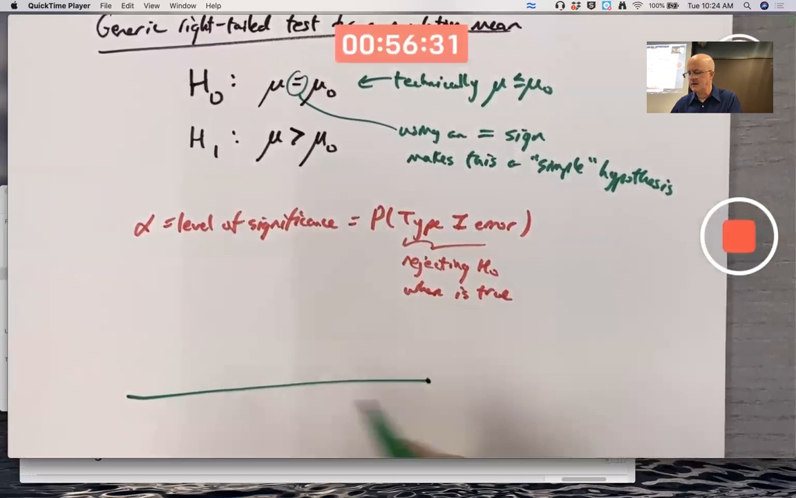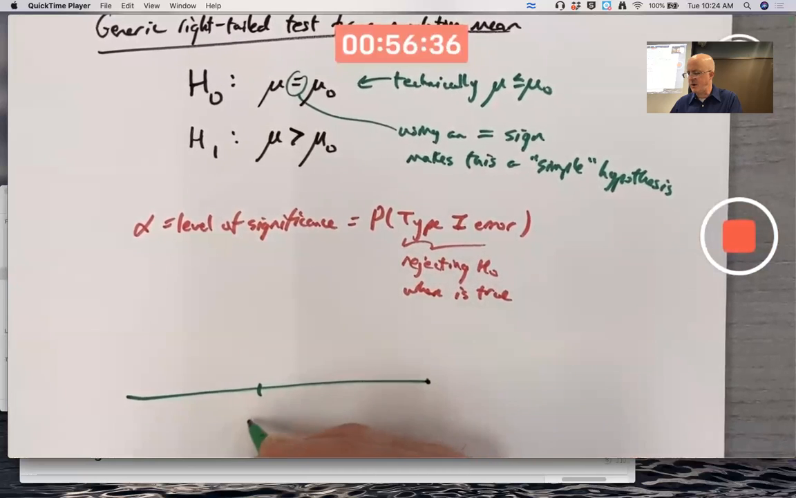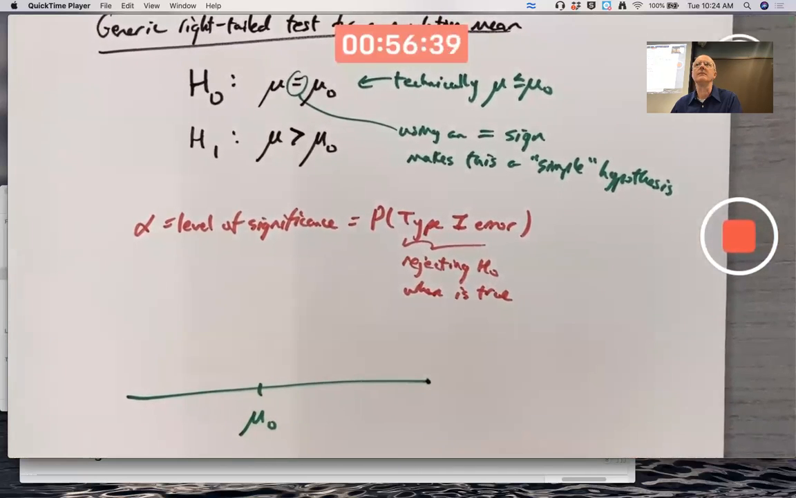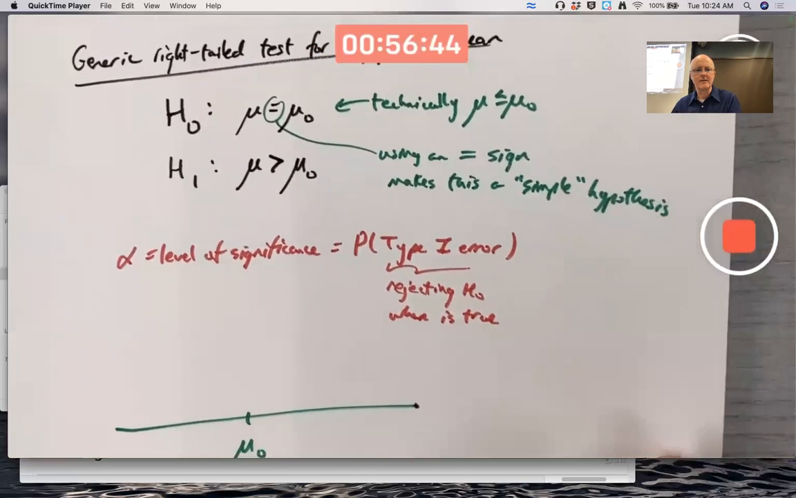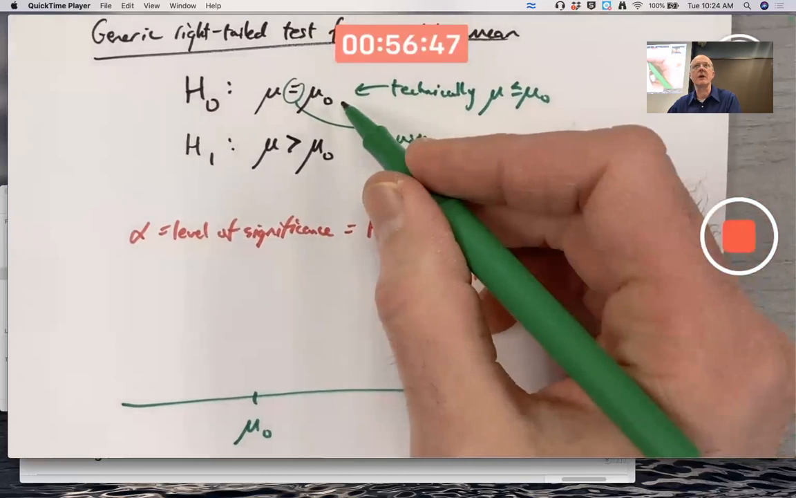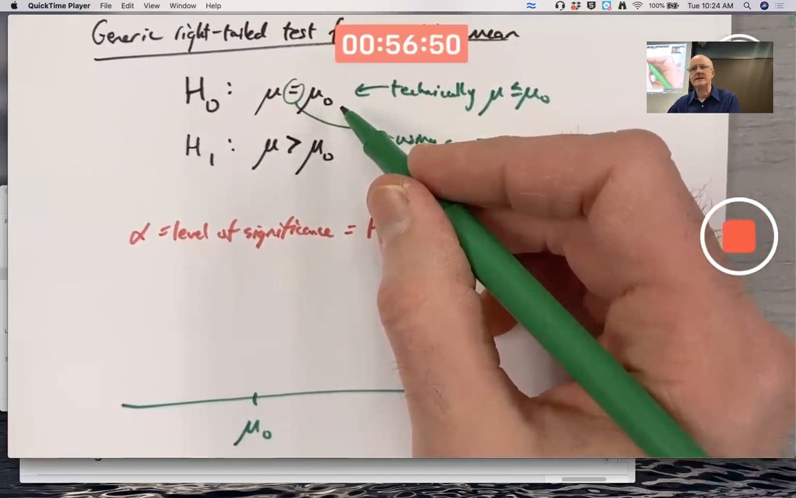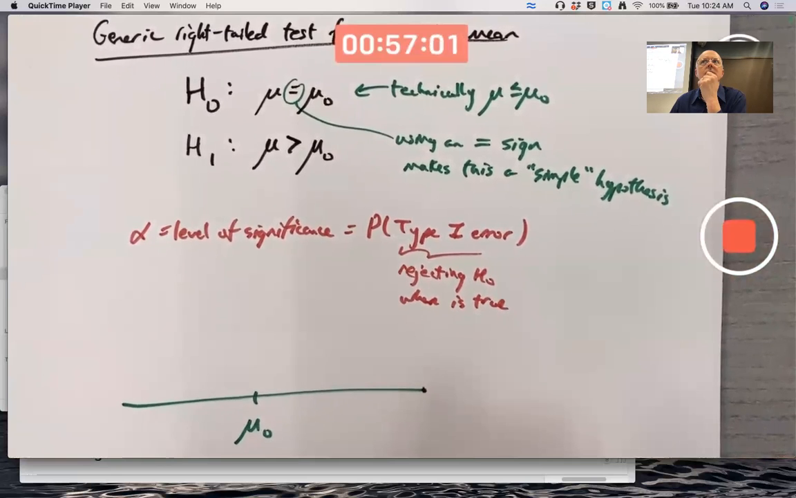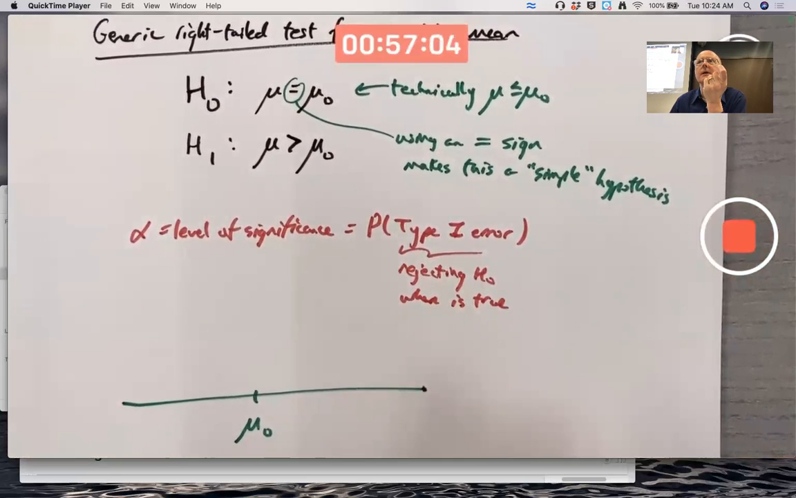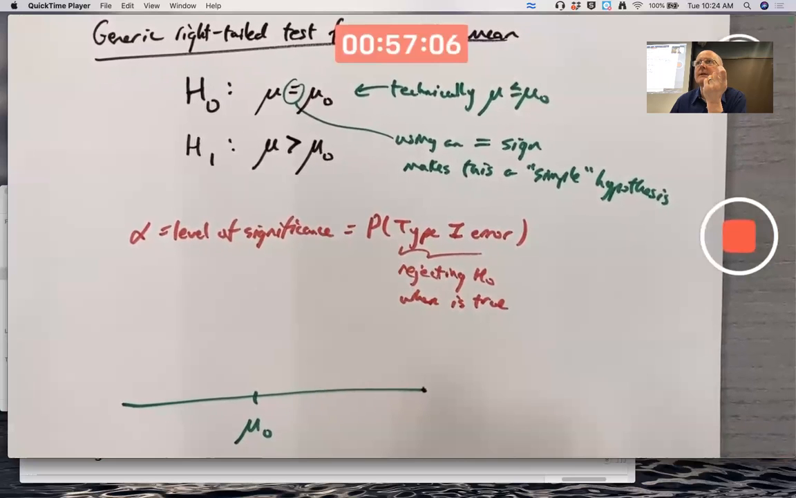On this number line, draw a point. This point is going to represent the null value, mu sub 0. Right, that's the null value. It's a particular number. Could be 10, could be 20, could be 37.2. Remember, X bar is an unbiased estimator for mu. We also have the central limit theorem that says that X bar is approximately normal when n is large, even if the population is not normal.